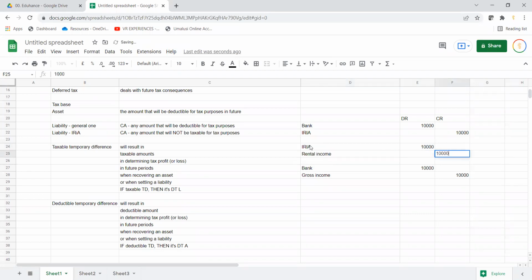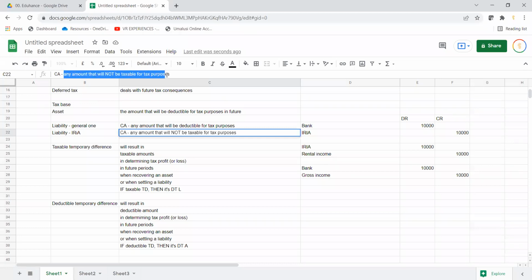So next year, in our income statement, we're going to have rental income. But from SARS's point of view, they're not going to tax this rental income. Why? They have already taxed it in the current financial year. So carrying amount, 10,000 Rand, minus any amount that will not be taxable for tax purposes. Next year, that 10,000 Rand will not be taxable, so it'll be 10,000 minus 10,000. Therefore, the tax base at the end of the current financial year is 0.